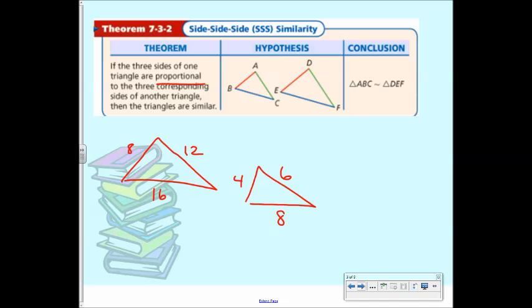So how would I do? You divide them by 2. You multiply them by 0.5, divide by 2. Same thing, right? So divide them each by 2, and that gives you this triangle. Therefore, this triangle would be similar to this one based on SSS similarity.